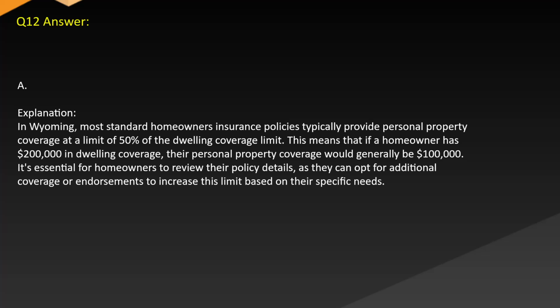Answer: A. Explanation: In Wyoming, most standard homeowners insurance policies typically provide personal property coverage at a limit of 50% of the dwelling coverage limit. This means that if a homeowner has $200,000 in dwelling coverage, their personal property coverage would generally be $100,000. It's essential for homeowners to review their policy details, as they can opt for additional coverage or endorsements to increase this limit based on their specific needs.